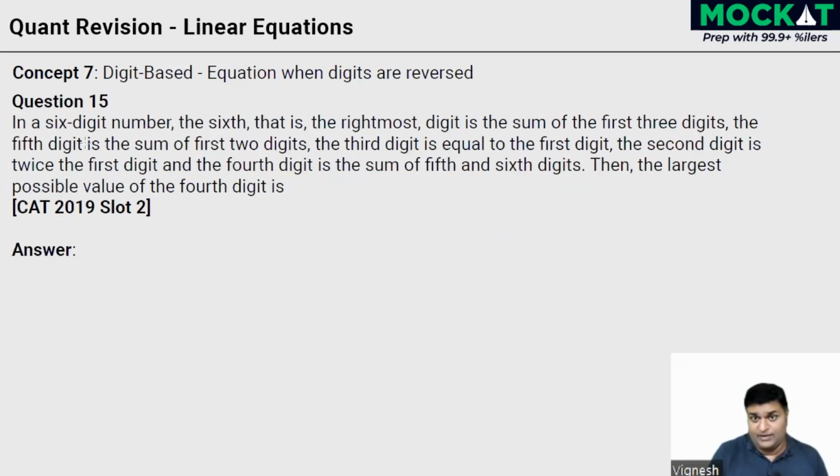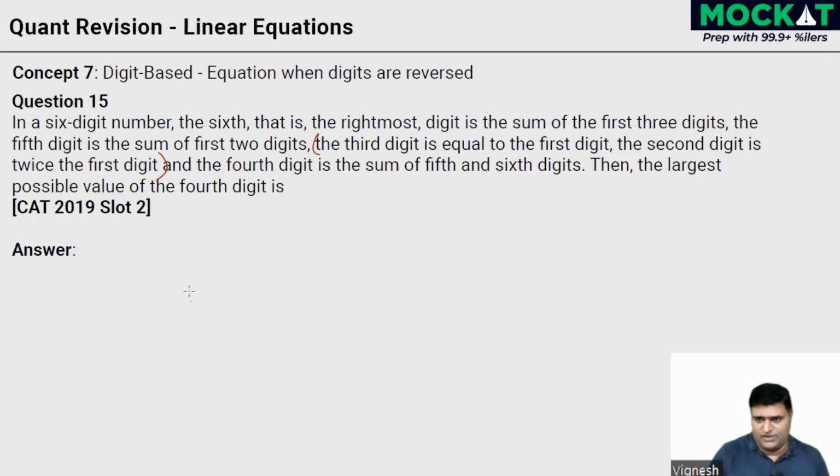So question 15 here. In a 6-digit number, big one, the sixth, that is rightmost digit, is the sum of the first 3 digits. The fifth digit is the sum of the first 2 digits. The third digit is equal to the first digit. The second digit is twice the first digit. I might want to start with these. The fourth digit is the sum of the fifth and sixth. Okay, so then I'll want to start with these.